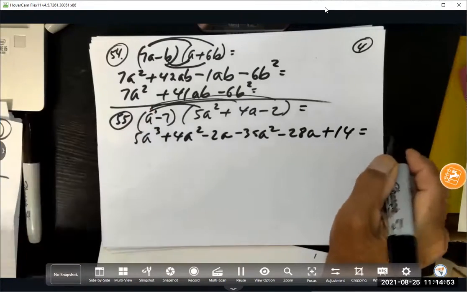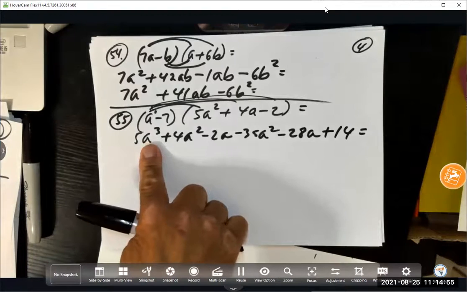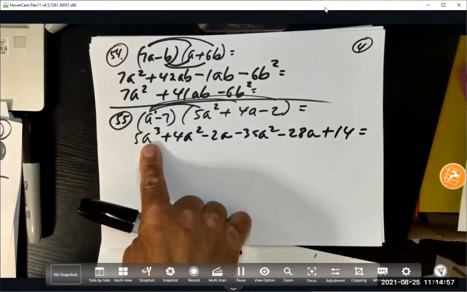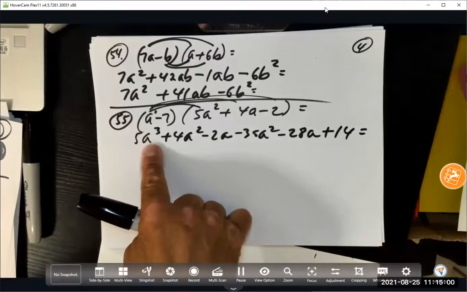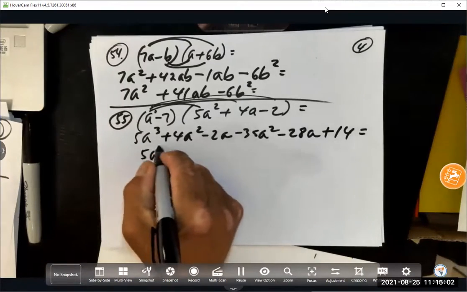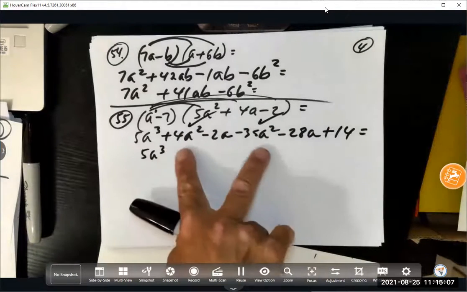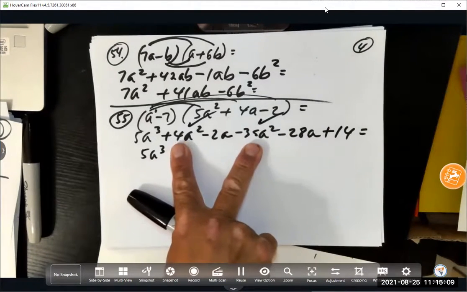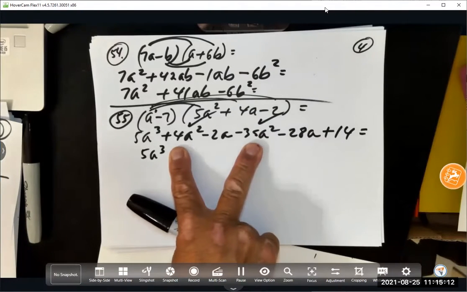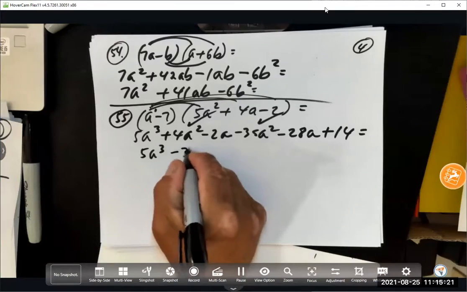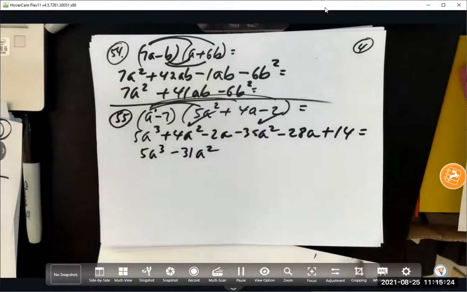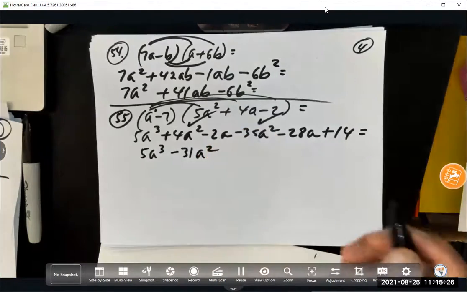All right, so now I have an a cubed term. Is that the only one? Yes, so I'm just going to copy it. And I have a squared terms right there. See those two right there where my fingers are? 4a squared minus 35a squared. What do you think that is? Negative 31a squared.